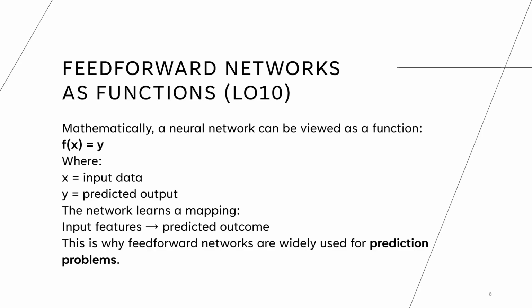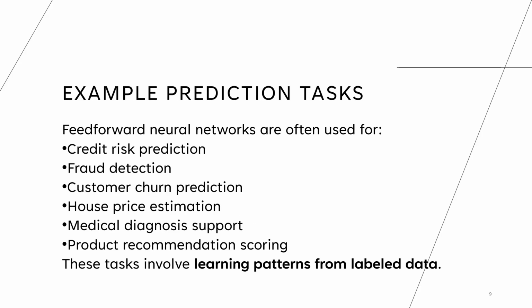The goal of the neural network is to learn the relationship between the inputs and the outputs. In other words, the network learns how to map input features to a predicted outcome. Because of this ability to learn input to output mappings, feedforward neural networks are widely used for prediction problems in machine learning. Feedforward neural networks are commonly used for a wide range of prediction tasks.